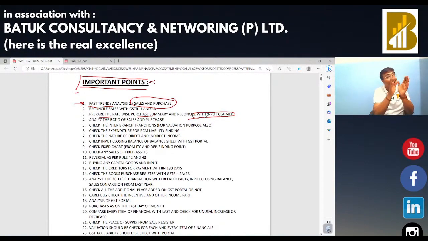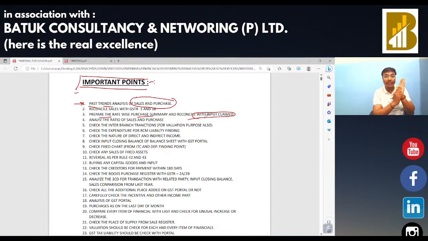In that case, from that rate wise purchase summary, you just need to total the purchases and compare them with the purchases mentioned in the financial statement under the trading account, under the purchases tab. If both are reconciled, then you need to compare that input tax credit with the input tax credit claimed in the GSTR 3B return.